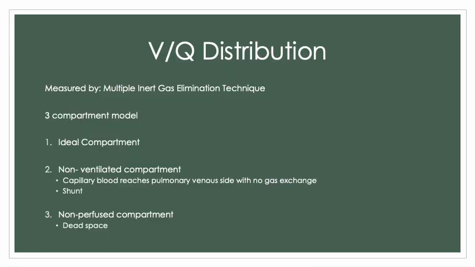Next, moving on to VQ distribution. This is measured by multiple inert gas elimination technique, and this is based on the infusion of a mixture of 6 dissolved inert gases with a known range of solubility, and then measuring their concentrations in arterial blood and expired gas. This technique is dependent on the 3-compartment model. The 3 compartments include first, an ideal compartment, second, a non-ventilated compartment, and then third, a non-perfused compartment or dead space.